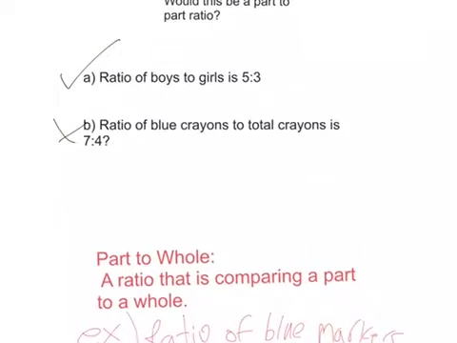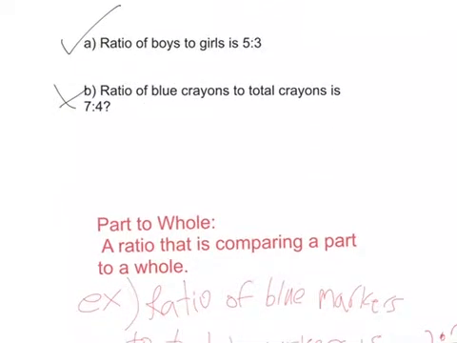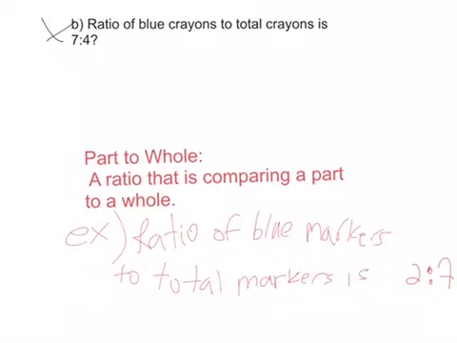So now let's go to part to whole ratios. A part to whole ratio is a ratio that is comparing a part to a whole. For example, the ratio of blue markers to total markers is 2/7 because they're comparing blue markers to the total. So one good definition: it's a part to a whole, and a whole will usually be represented by total.